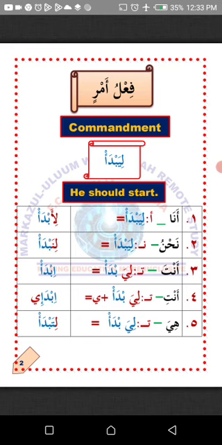Number five, hiya, she. So how do we change the verb liyabdah to suit hiya? All you need to do is to detach ya'un and attach ta'un. So the verb liyabdah will now become litabdah, which means she should start.